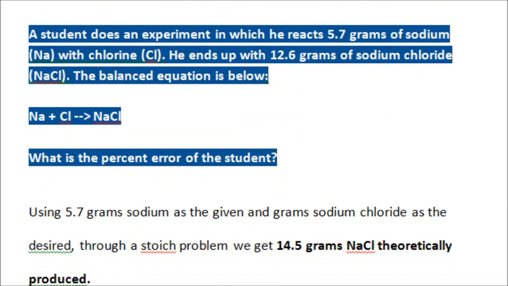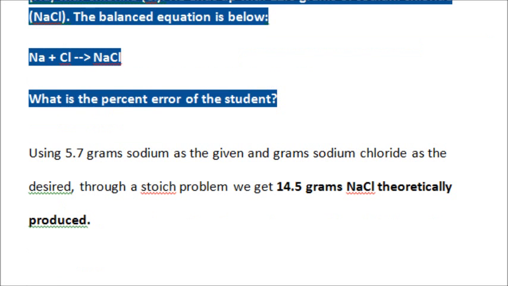A student does an experiment in which he reacts 5.7 grams of sodium with chlorine. He ends up with 12.6 grams of sodium chloride. The balanced equation is below. What is the percent error of the student?